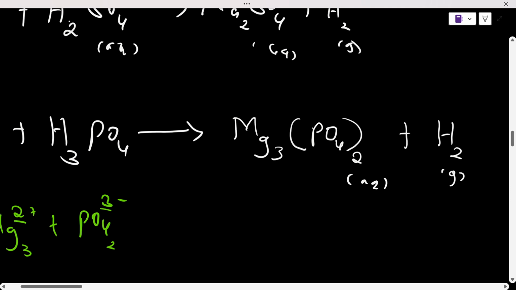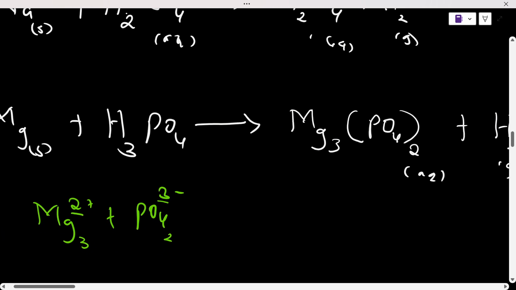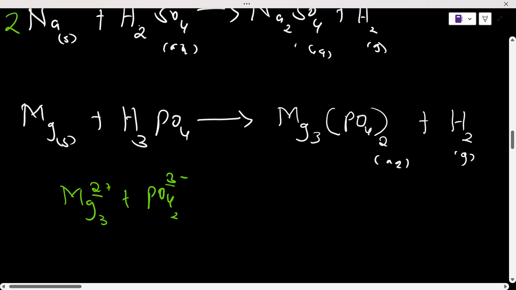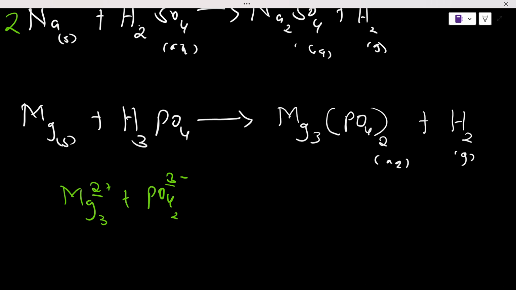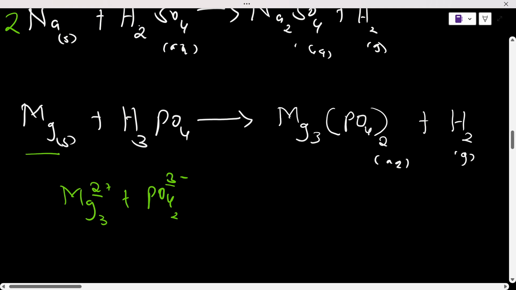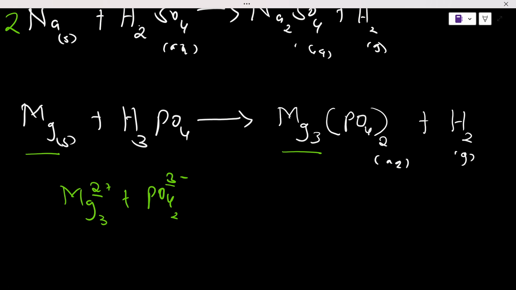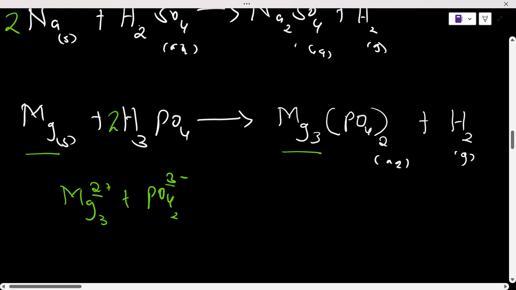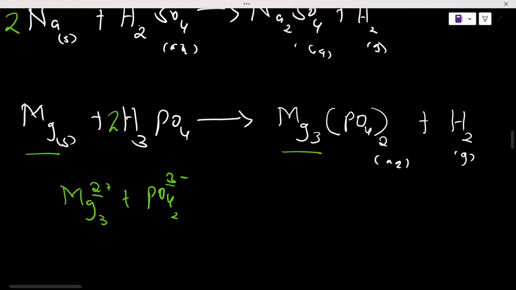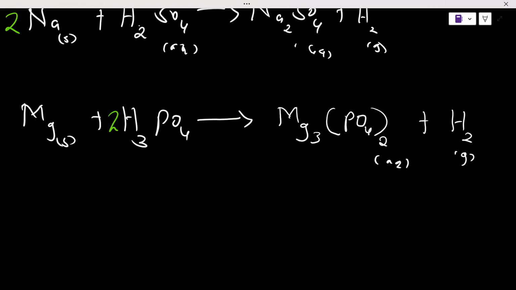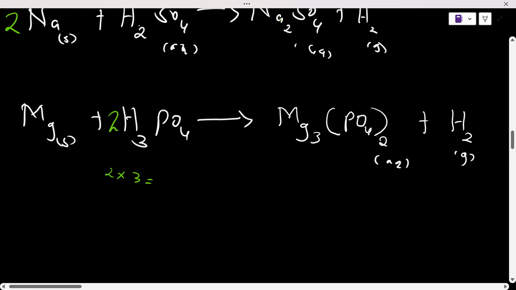Now, how do I balance that? I look for a number that when I put it there is going to give me the same number. Now magnesiums are 3 here. Magnesium is 1 this side. Hydrogens are 2 on one side, and on the other side hydrogen is 3. Now, imagine a situation whereby I've placed a 2 here. Let's go slowly so that we understand what is happening here. Hydrogens are going to be 2 times 3, which is equal to 6. How do I make hydrogens this side 6? By simply putting a 3.